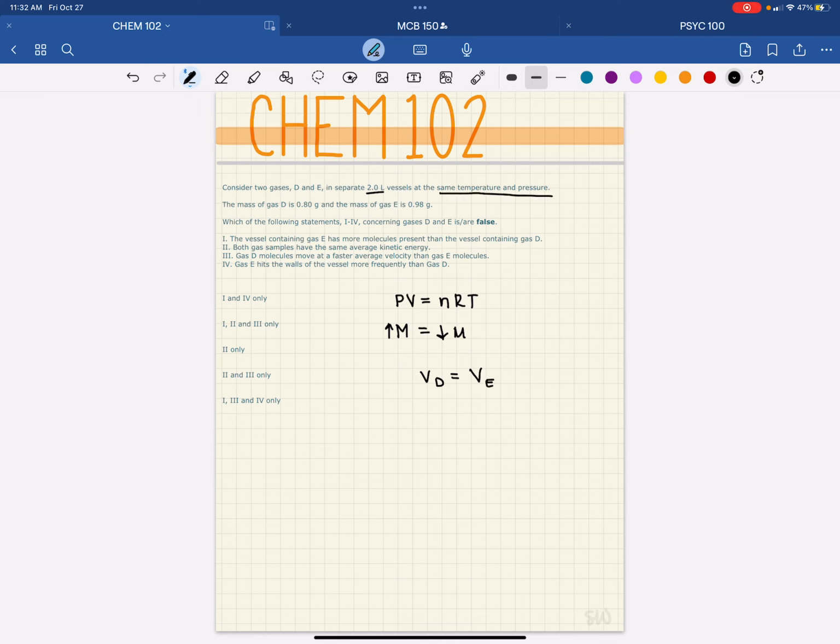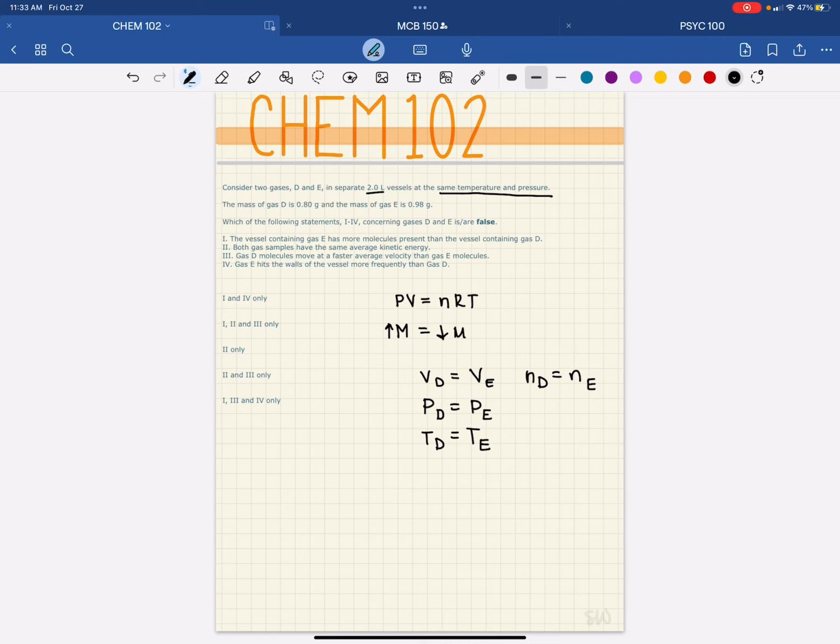If they're at the same temperature and pressure, we know that the pressure of D equals the pressure of E, and the temperature of D equals the temperature of E. This means that they must have the same moles, N_D equals N_E, because in the equation PV equals nRT, where R is always constant, if T, V, and P match, n must match.